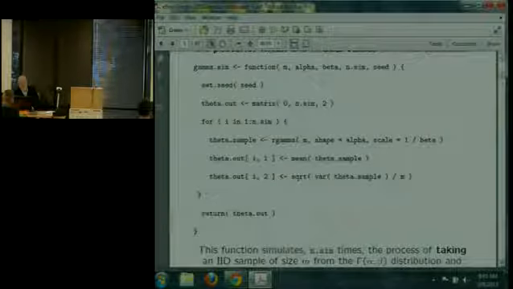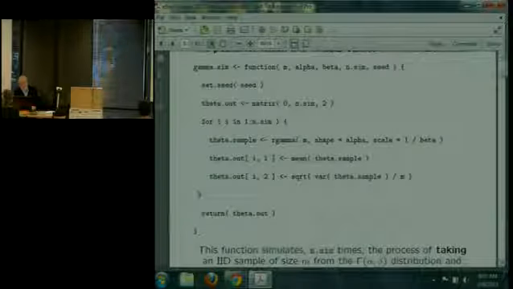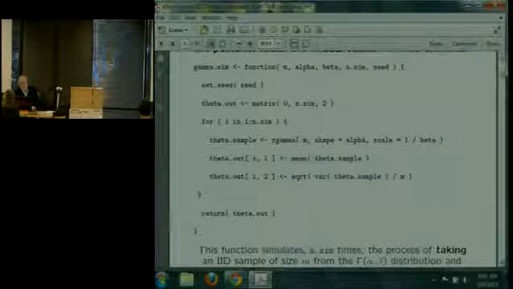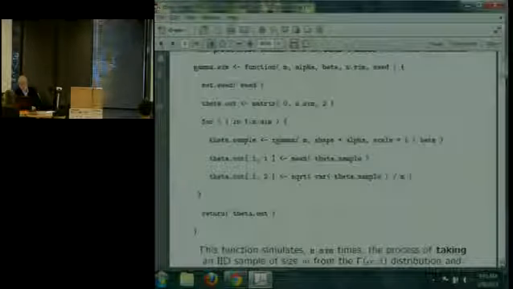And having defined this thing called theta.sample, in the ith row of the theta.out object in the first column, I store the mean of those theta.sample numbers. And in the second column, I store the Monte Carlo standard error, the square root of the estimated variance of those guys divided by how many there are.